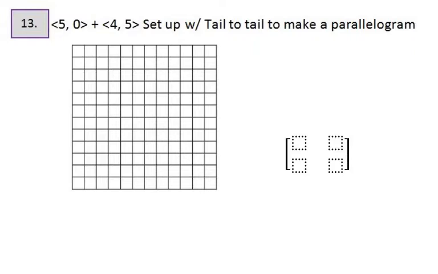The first thing we're going to do is add two vectors together, and we're going to set them up tail to tail in order to make a parallelogram. So I'm going to start at an initial point, and I'm going to do 5, 0. So 5, 0 is just straight across like that. And since I'm doing tail to tail, I'm starting in the same initial point, and I'm going to do 4, 5.